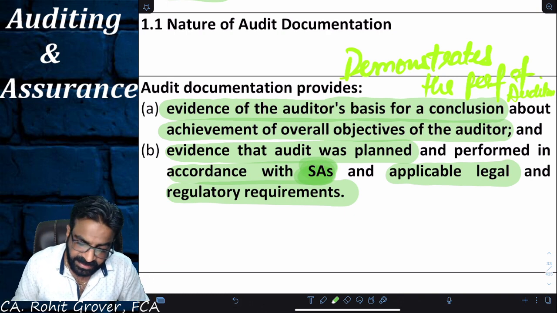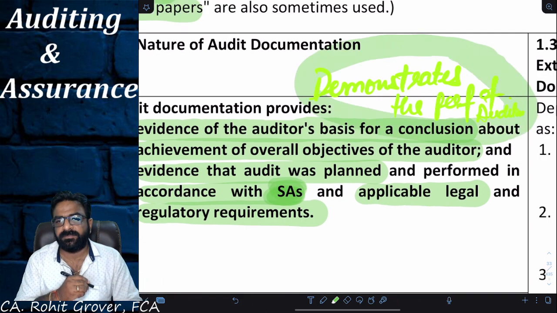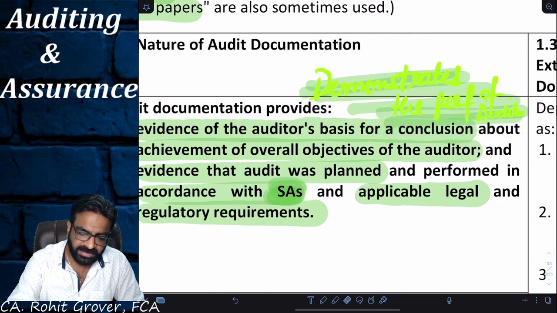Yes, so that's the reason it demonstrates the performance of an auditor. Did you understand the point or not? So it demonstrates the performance of an auditor, everyone. This is the point which you have to write in the examination when this question comes. Did you get the point?